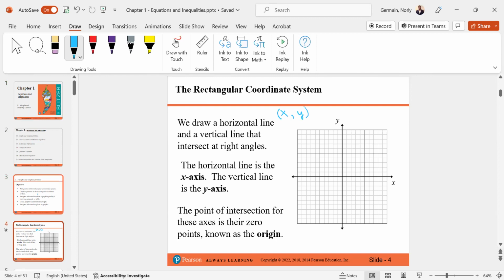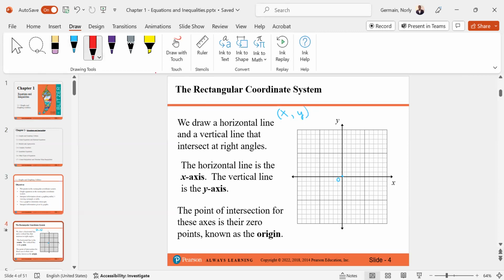In order to construct the rectangular coordinate system, we draw a horizontal line and a vertical line that intersect at right angles. Right angles mean 90 degrees. That point of intersection we call the origin, which is 0. The horizontal line is the x-axis and the vertical line is the y-axis. The point of intersection of these two axes is the 0 point known as the origin.